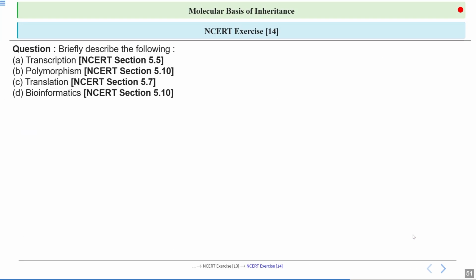Now we come to the last question of the NCERT exercises. This is question number 14, and what does this question say? In this question we have to briefly describe the following. First we have to describe transcription, from NCERT section 5.5. Then polymorphism, from NCERT section 5.10. Then translation, from NCERT section 5.7. Last, bioinformatics, from NCERT section 5.10. So let's see the answer.